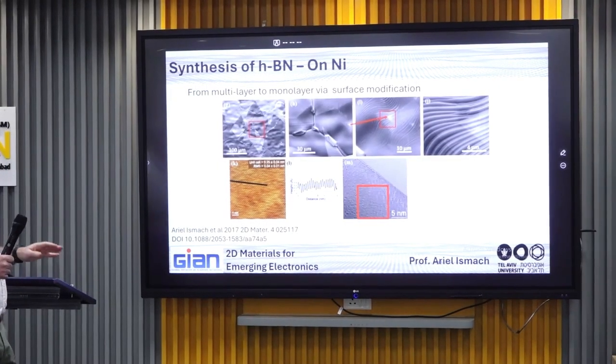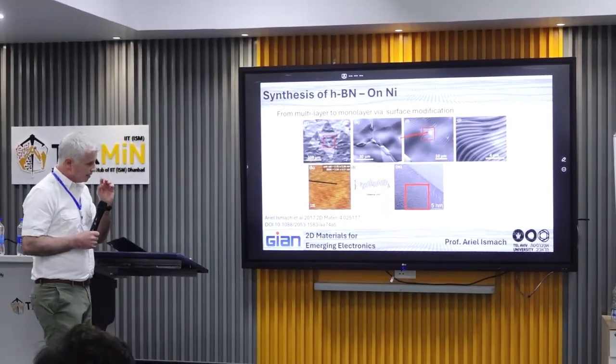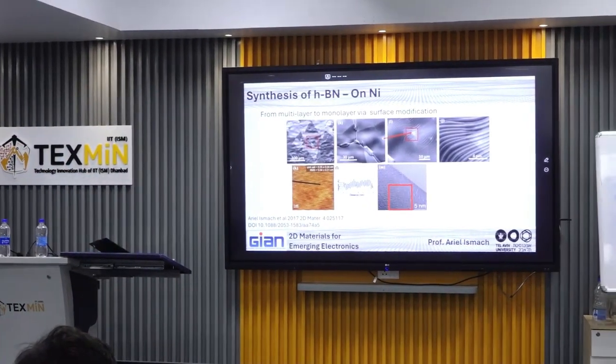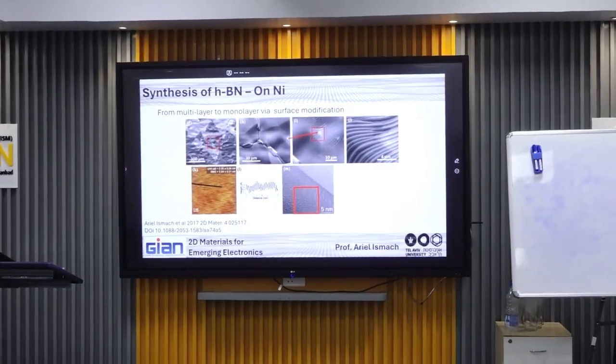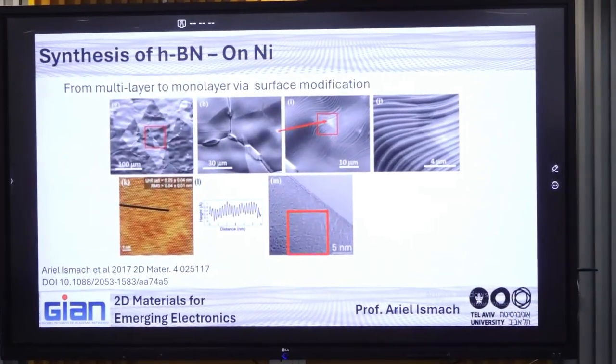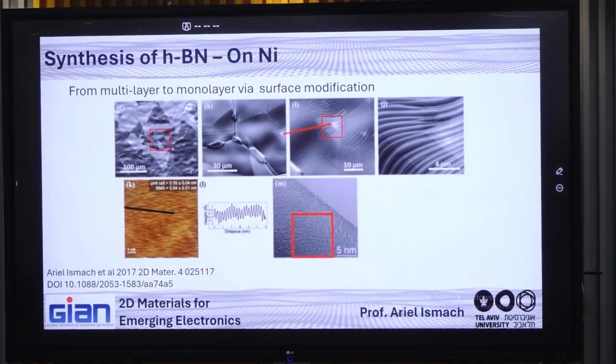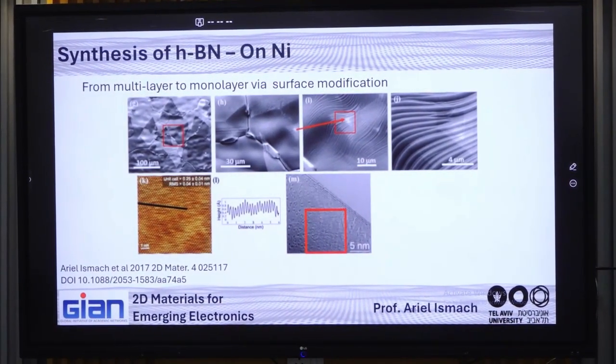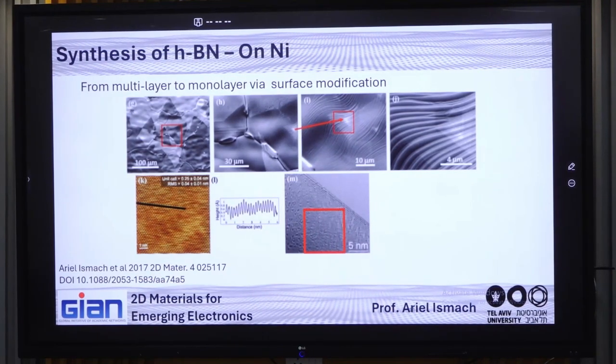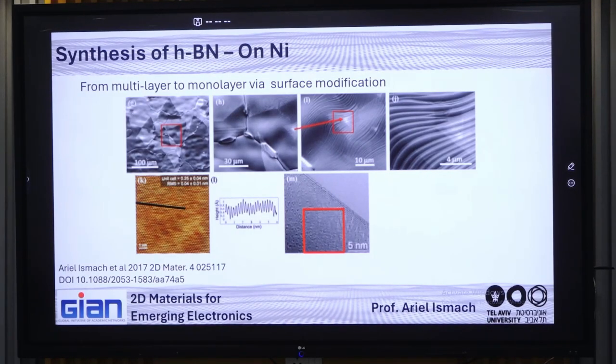So, till now, we knew that nickel always leads to multilayer HBN growth because of the reasons that I just mentioned. And now in this work, we actually recorded the formation of a single layer of HBN on nickel. So how did we do that? To be honest, we discovered that by mistake. And the reason to get a single monolayer is a specific modification of the surface.